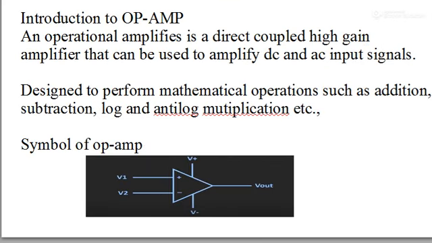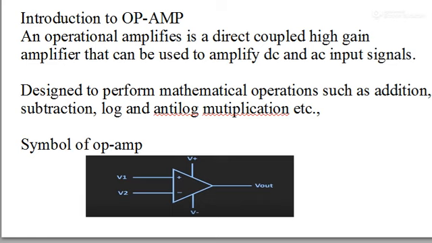An operational amplifier is a direct coupled high gain amplifier that can be used to amplify DC and AC input signals. So for this operational amplifier we can apply both AC as well as DC input signals, and it is designed to perform mathematical operations such as addition, subtraction, multiplication, division, log and anti-logarithmic operations, so it is named operational amplifier.